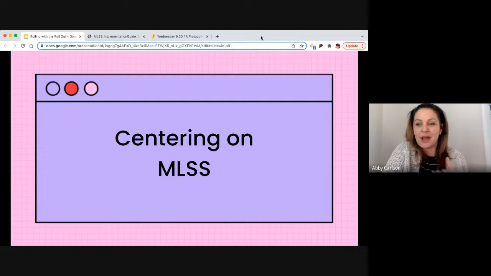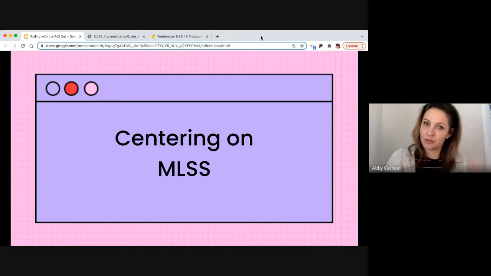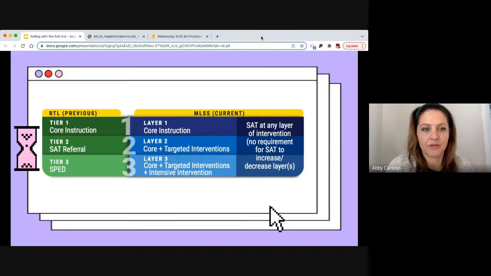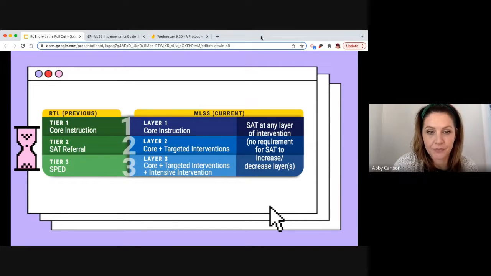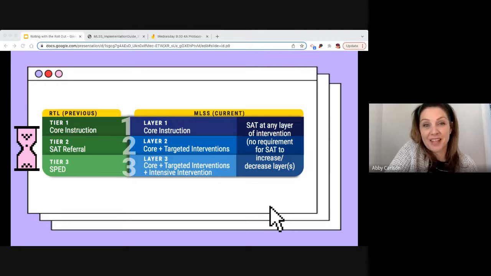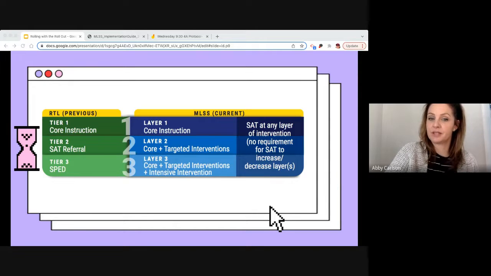We want to kind of ground you all in an opportunity to use your previous schema and learn some new things as well. So on the next slide, there's a side-by-side image of RTL or RTI. That's what we have years of experience in, paired with the current MLSS system. Now, if you're feeling yourself perhaps a little frustrated or confused, that's just a normal part of the process. Right? It can be hard to integrate information that contradicts a schema that is already built.